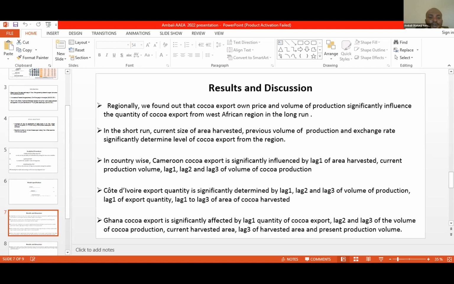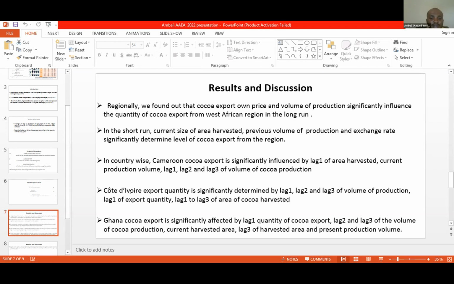Okay, let's take Cameroon for the first. Looking at the Cameroon in country-wise, Cameroon cocoa exports is significantly influenced by the area harvested, that is the previous area of cocoa harvested for the Cameroon. Then the current production volume. Can you see? That of the Cameroon, the lag 1, lag 2, and lag 3 of volume of cocoa production. That is the previous last year, the previous last 2 years, and the previous last 3 years of cocoa production seriously affect the current production of cocoa in Cameroon. Are we together?